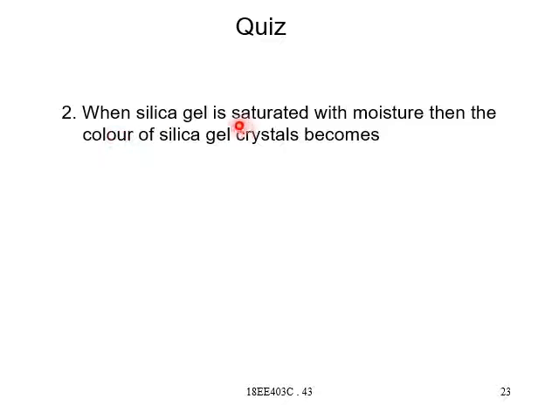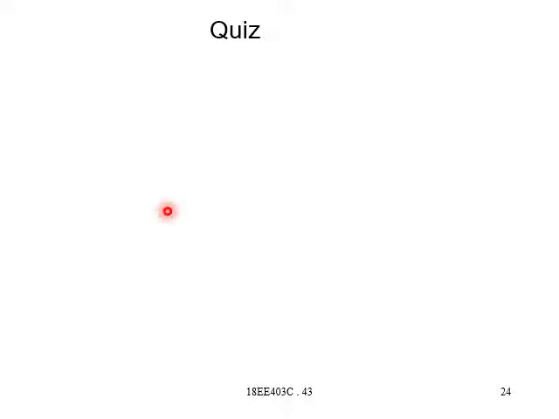Second question, when silica gel is saturated with moisture, then the color of silica gel crystals become. Actually, the original color of these crystals is blue, or pink or bluish in color, and when it gets saturated with moisture, it turns into pale yellow. See here, yellow. We'll call it pale yellow. We'll go to the next quiz.